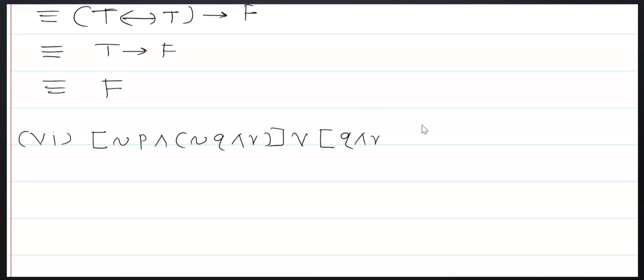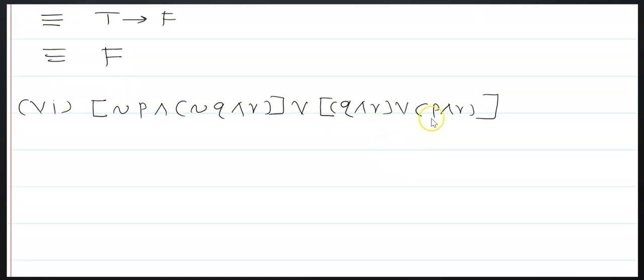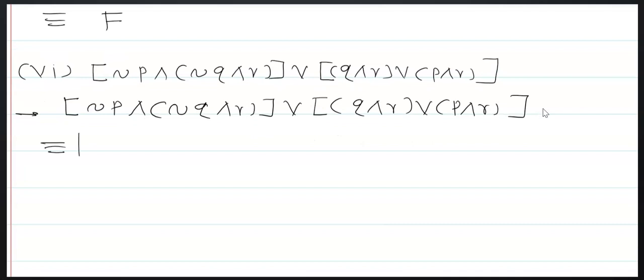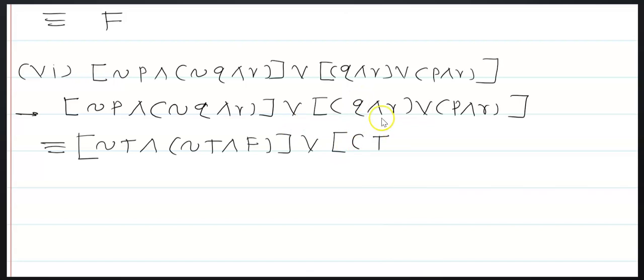Now negation of P and in bracket negation of Q and R, or in next bracket Q and R, or P and R. This is the big one, very simple. Write down T, F, or here is T and F, or T and F.